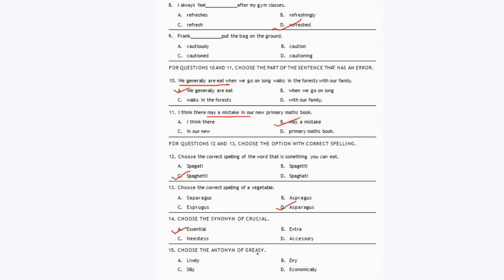Choose the antonym of greasy. Antonym means you have to find the opposite of greasy. Greasy means something that is very oily or sticky. So it can't be lively; the opposite is dry. Dry could be the correct opposite of the word greasy. So option B is your correct answer. It can't be silly. It cannot be economically.